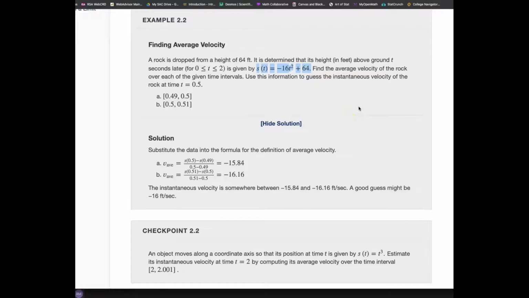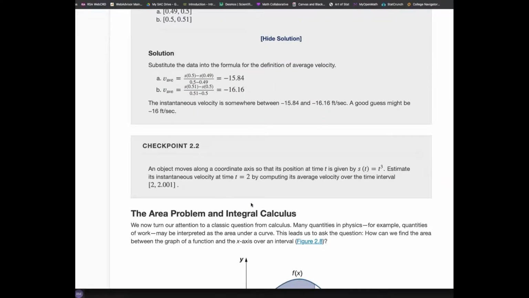That's the position. Where is the object at 0.5 seconds? Where is the object at 0.49 seconds? Find out how much distance is traveled over that time, and that's what that equation is here. And that's how you get your velocity with here.